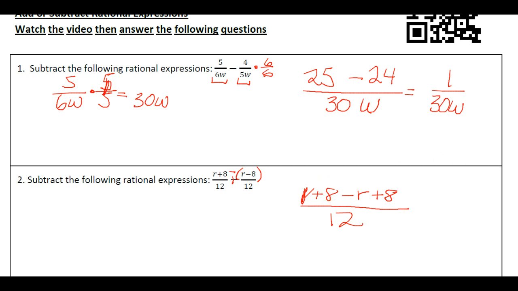Now notice your r's subtract out. So we have a positive r and a negative r. So we then get 16 over 12. And now we can factor out a common 4. This would be 4, and then common 4 out of here is 3. So our answer after we do everything here is 4/3.